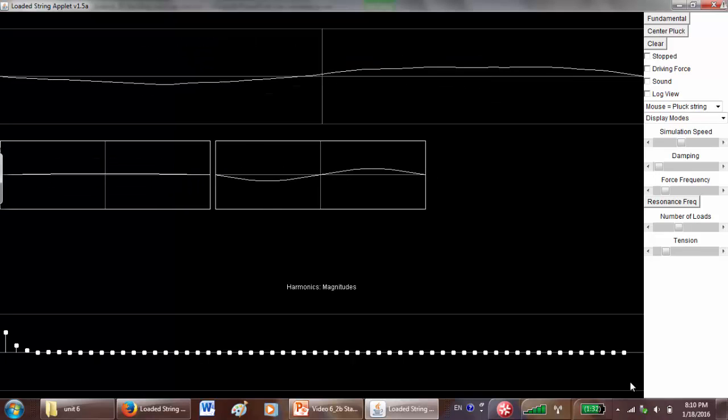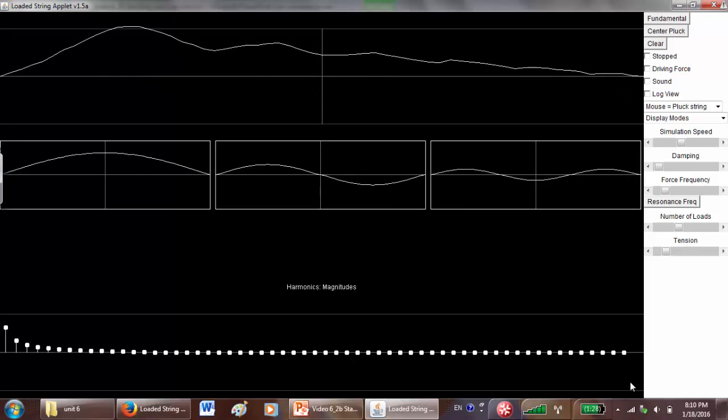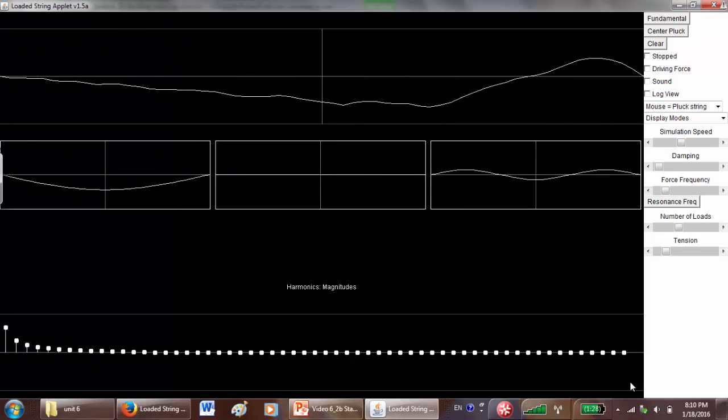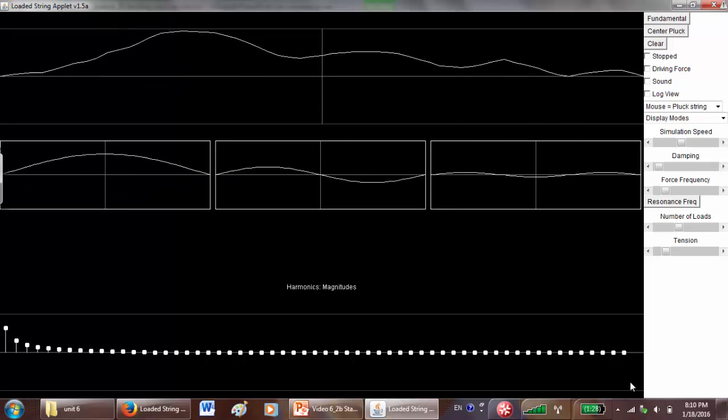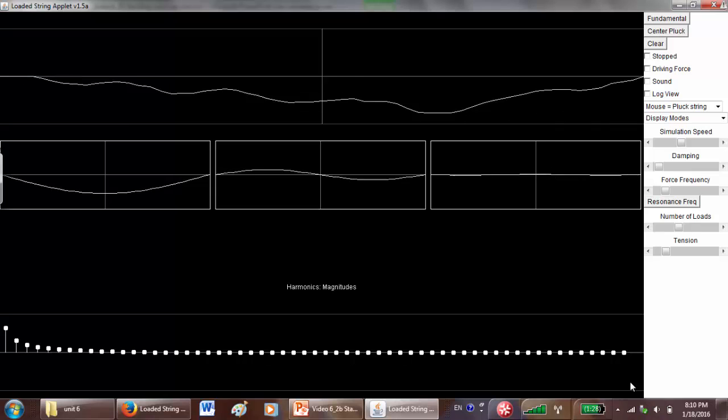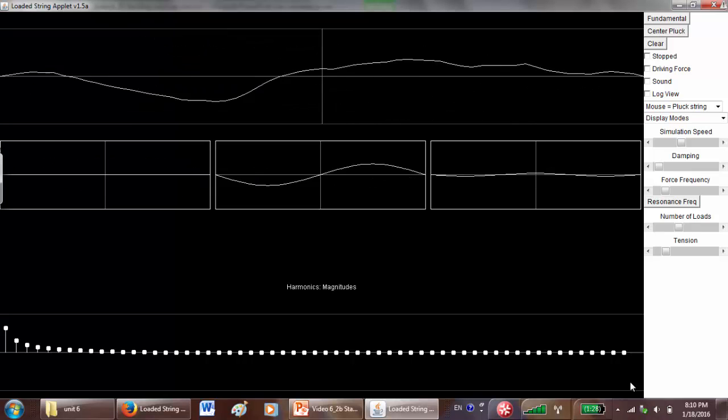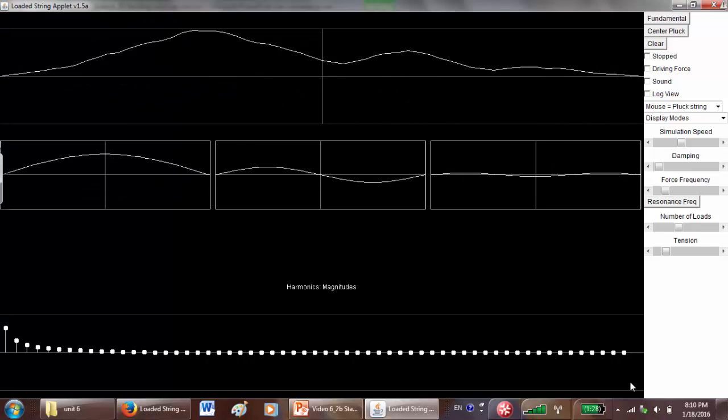Now, if I pluck even harder, notice the string itself doesn't look like a wave front, but within that we have the first three harmonics going. This time the third harmonic has a higher amplitude, so you can see it more, but it's still significantly smaller than the first and the second.